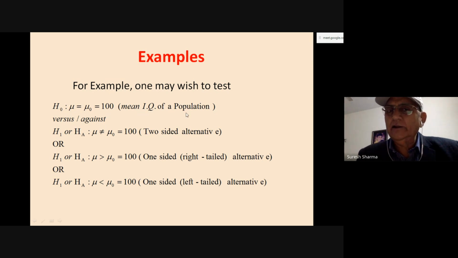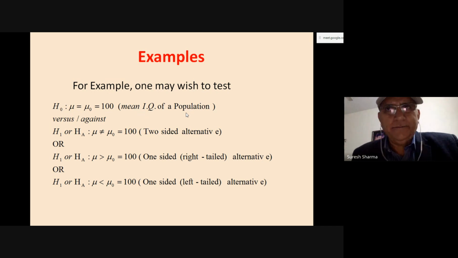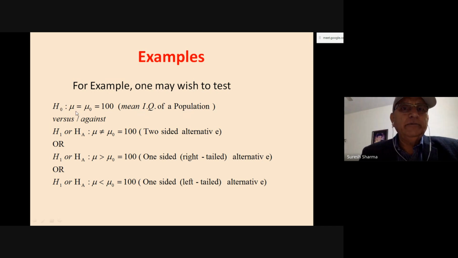Now, if it is relating to, let's say, not IQ, it is relating to height, that the mean height, I'm thinking that it should be around 160 centimeters. Okay. Then the hypothesis will be mu is equal to 160 centimeters. If it is relating to weight, let's say I'm thinking that weight should be around 57 kg of the girl students, let's say, then H naught will be mu is equal to 57 kg.